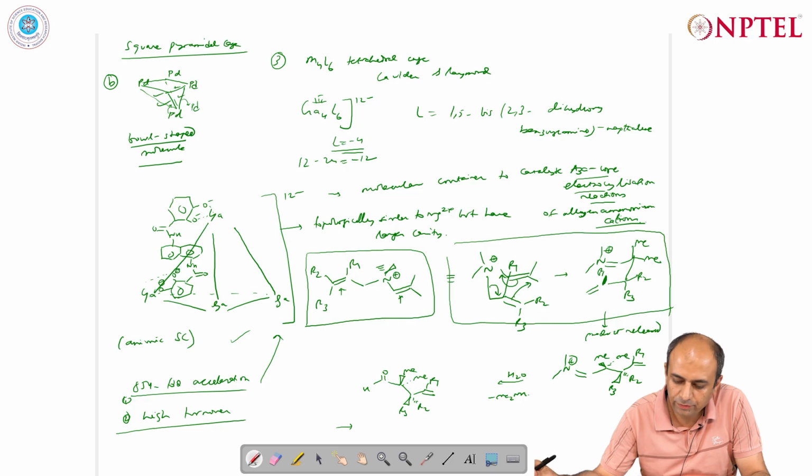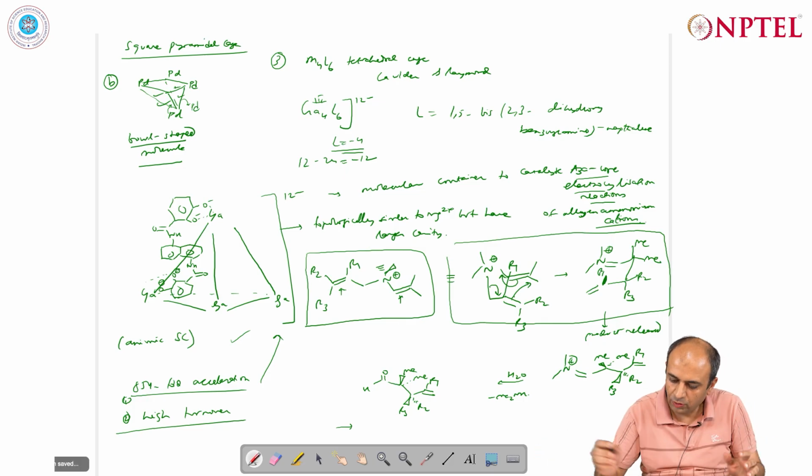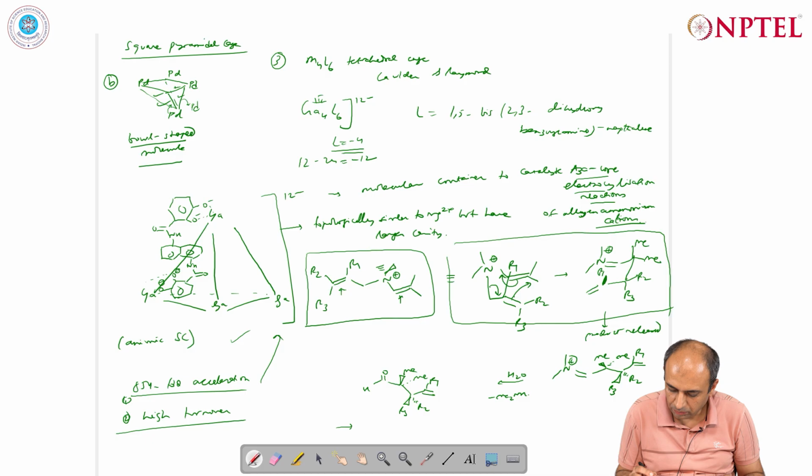Continue the discussion from where we left in the last lecture. So, we were looking at this 854-fold acceleration which is observed during the isotope electrocyclization reaction when you start with this particular substrate, and it gives rise to this particular product.